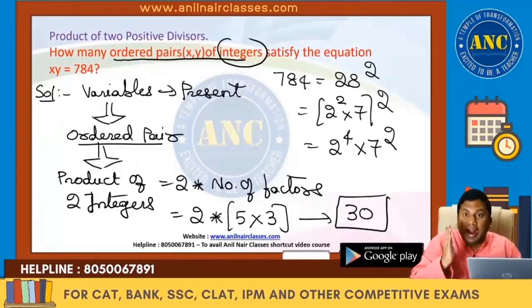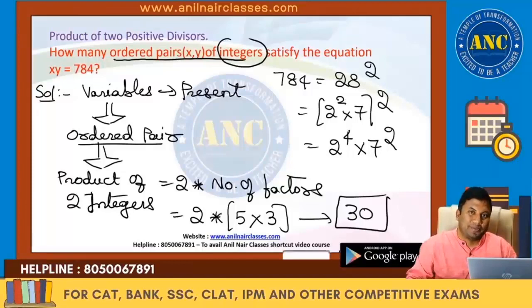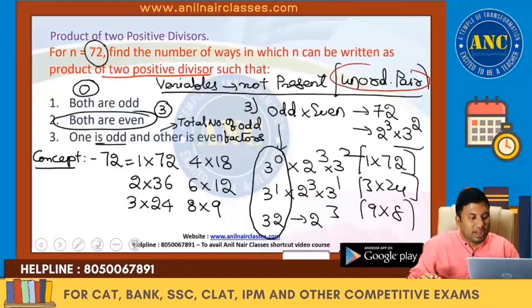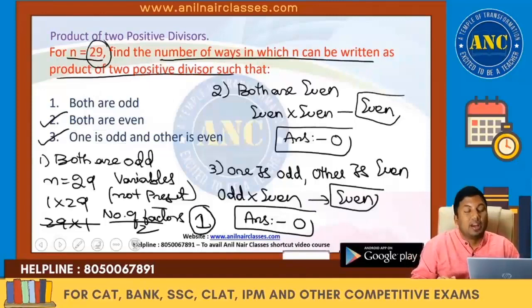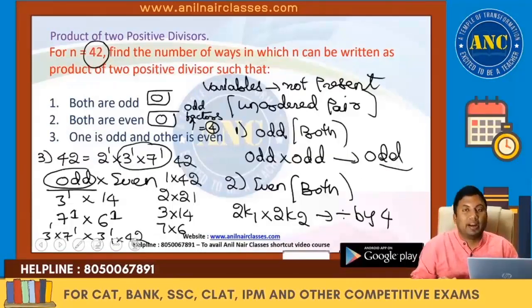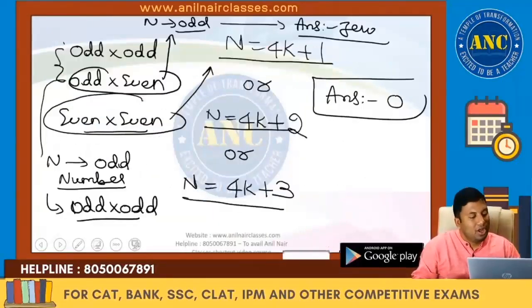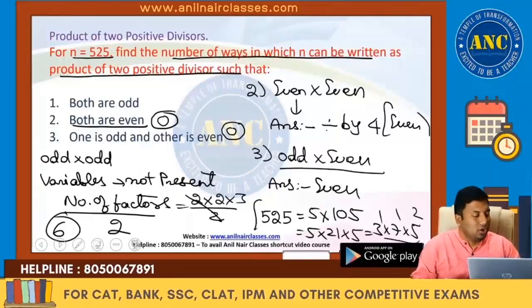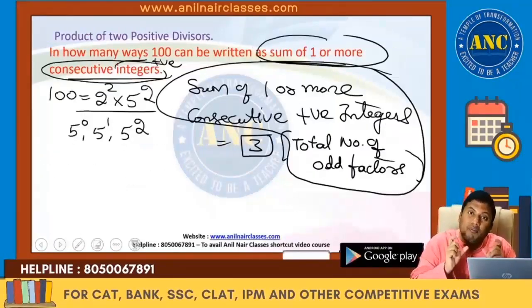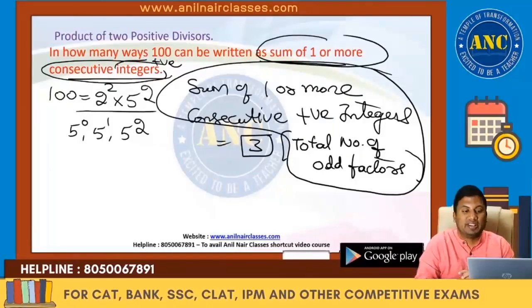Variables are present, and it is an integer: positive into positive, and negative into negative also is positive, so 2 times. Both are odd, both are even, one is odd and one is even, 4 cases I discussed. Number divisible by 4, number which when divided by 4 gives remainder 1, remainder 2, remainder 3. All the cases which we discussed. Then sum of one or more consecutive positive integers is nothing but the total number of odd factors.